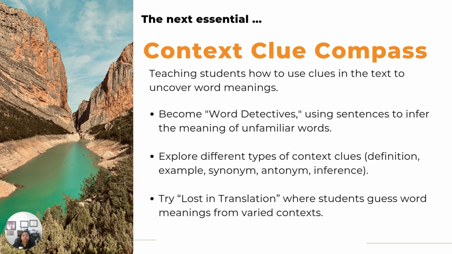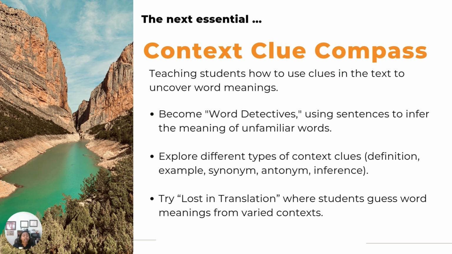Our next essential in our vocabulary suitcase that we had for PD was our context clue compass. And like any type of compass, you need to know your direction. Well, the biggest thing about context clues is that you have to find something and then be able to figure out how you got to that point, right? And so you become a word detective. You want to find the unfamiliar words and figure out what the meaning of the word is without having to look it up, but to be able to do it within the text or the context that you're actually reading.